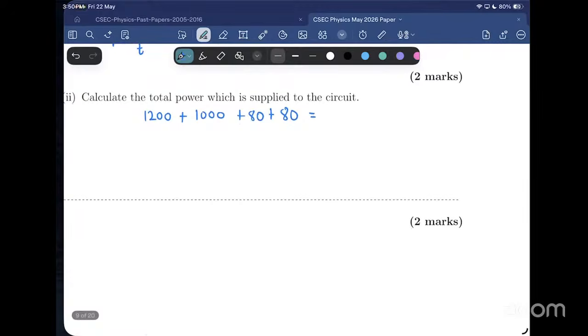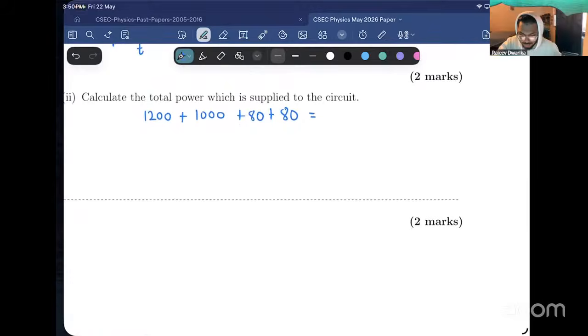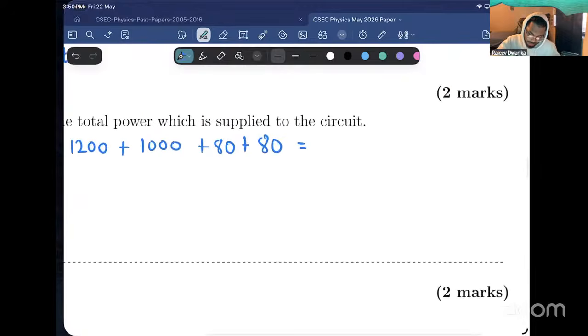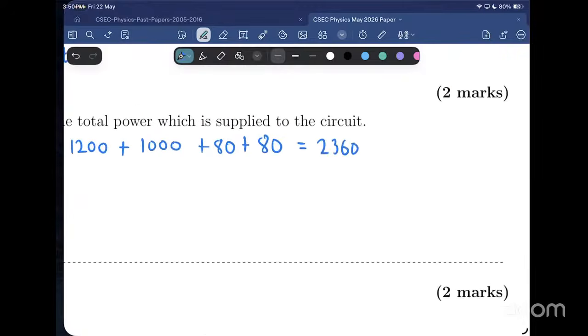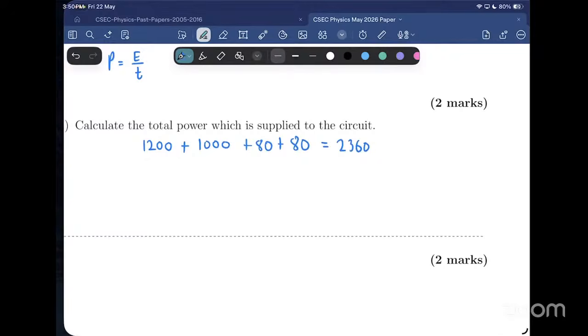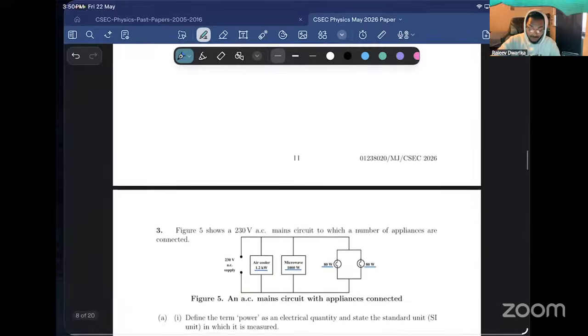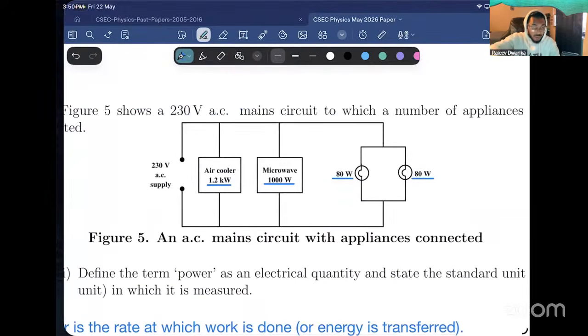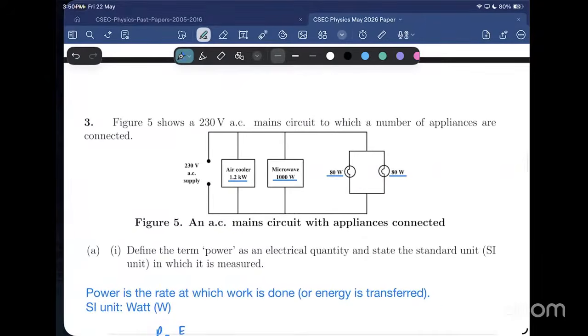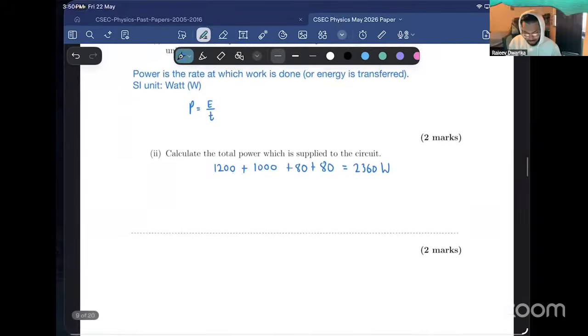2,360. And the units will be what? Watts. So I'll understand if I want to find the total power consumption, I just add the power consumptions for each individual appliance. That's all.